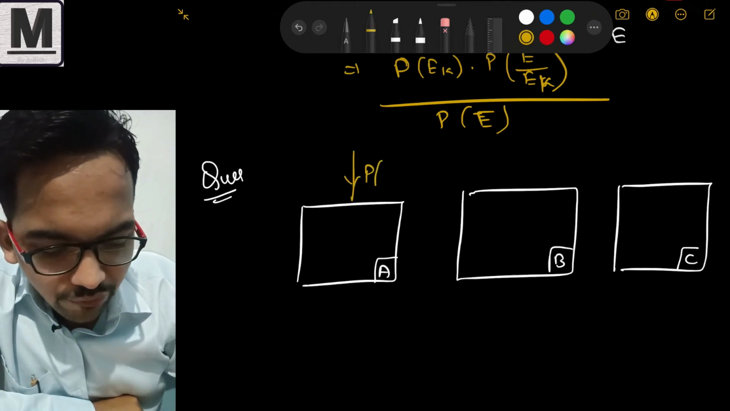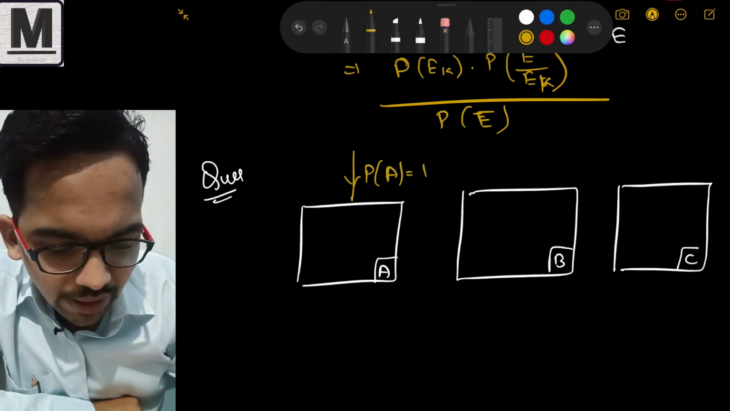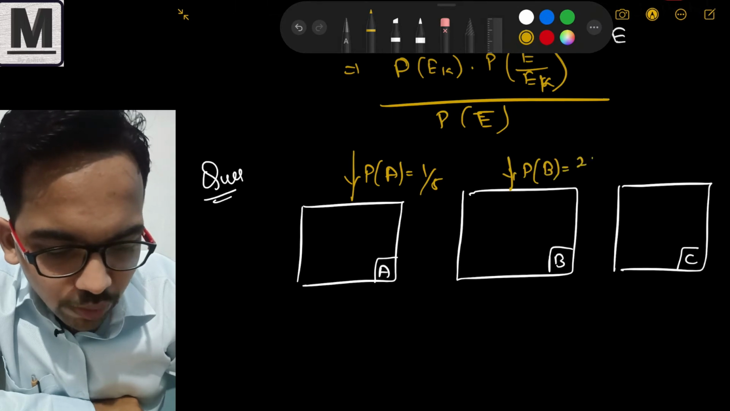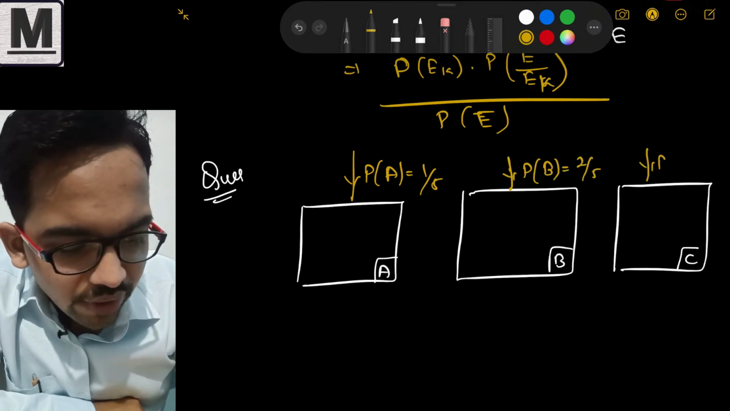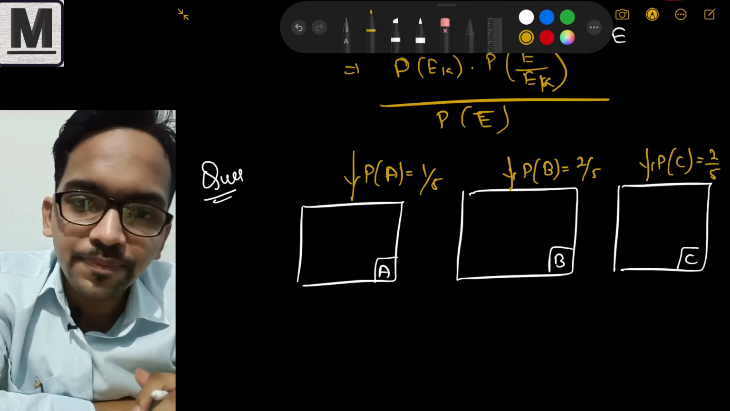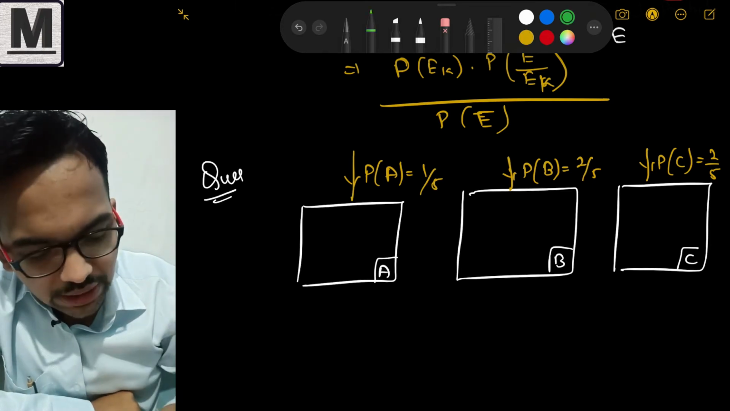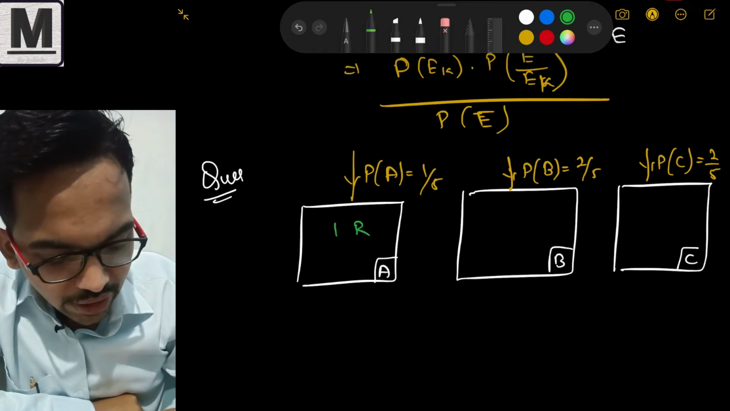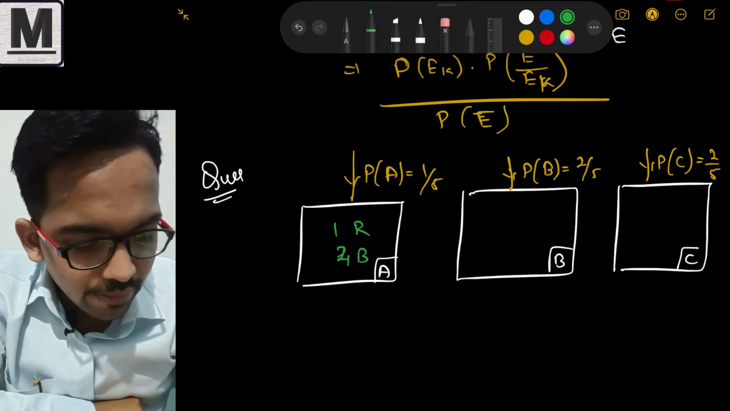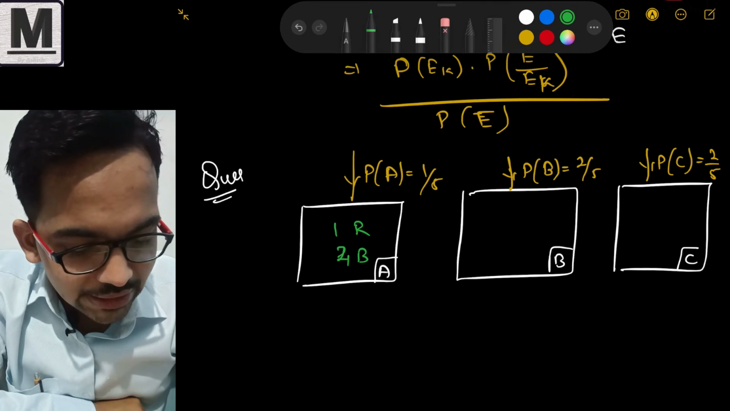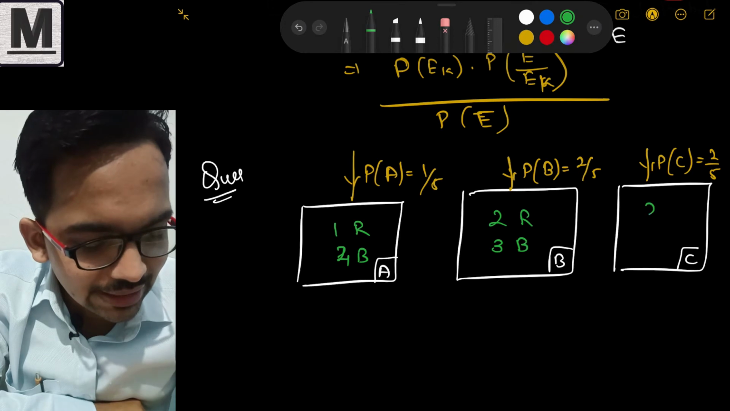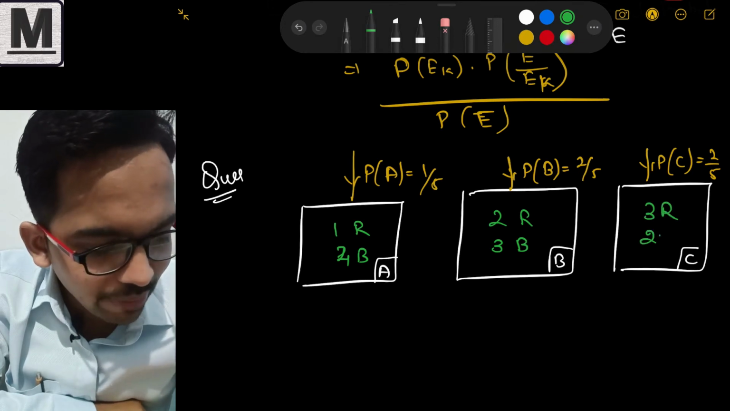Say the probability that box A got chosen is 1 by 5. The probability that box B would have been chosen is 2 by 5. And the probability that box C should have been chosen is 2 by 5. Now this box A contains 1 red and 4 black balls. Bag B contains 2 red and 3 black balls, and bag C contains 3 red and 2 black balls.